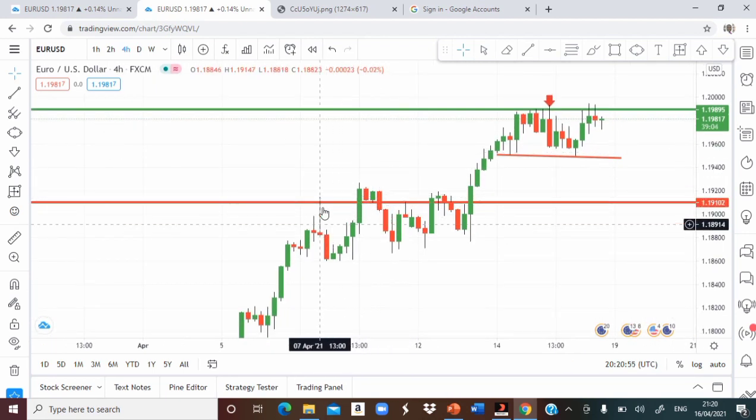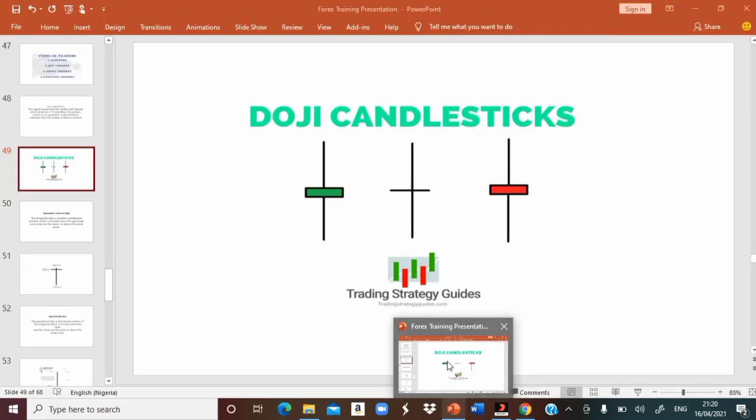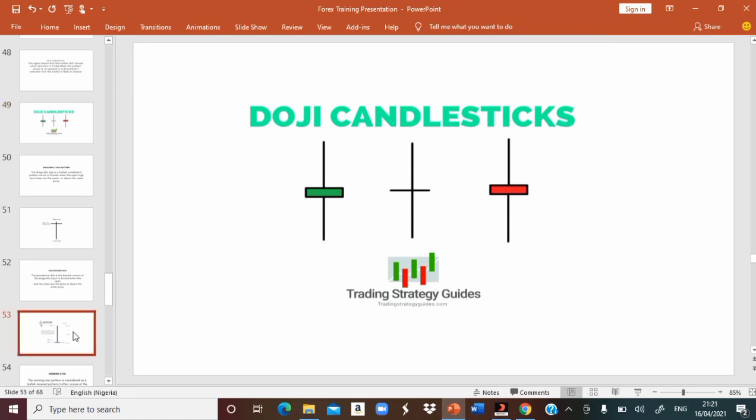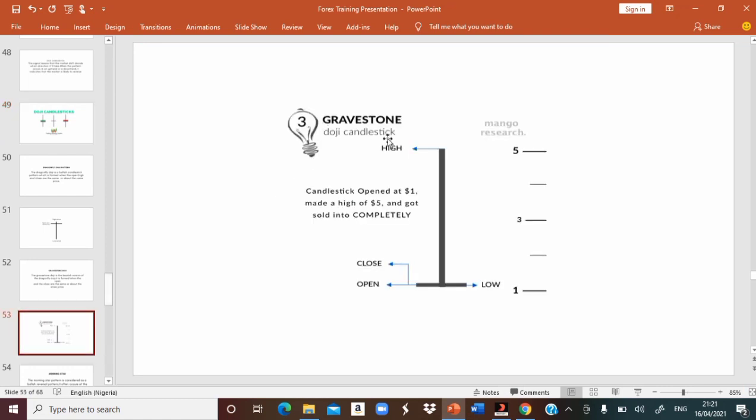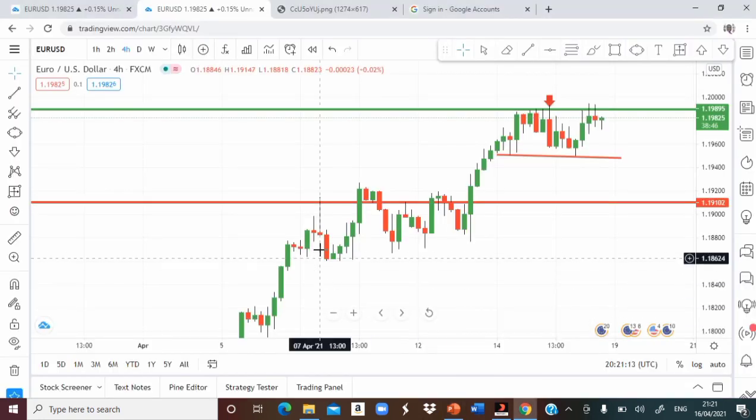This kind of pin bar is also called, in the candlestick formation, this candlestick is called gravestone. Look at it. This is where you see gravestone. That's why it is good for you to master these candlesticks, so if you see them, you know them. This is gravestone: long tail, but very small, tiny body.